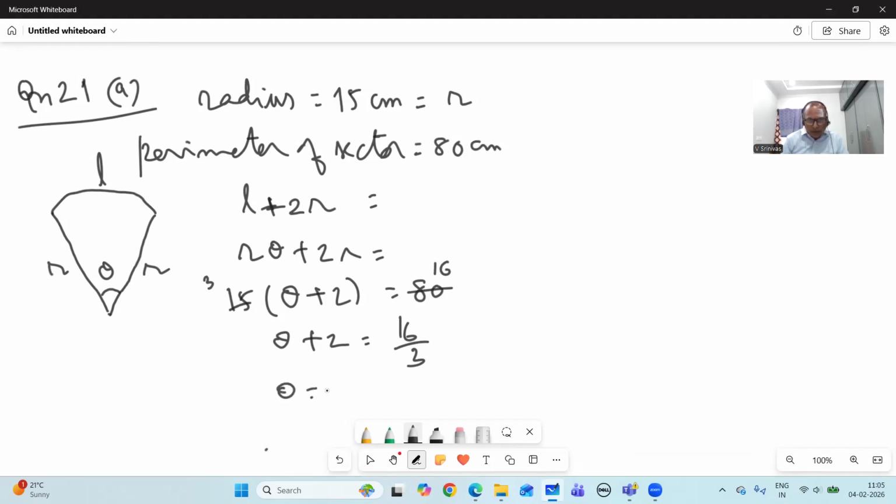Now here theta can be obtained. Take 2 to the other side, theta is 16 by 3 minus 2, and 3 is the LCM, so 16 minus 2 into 3, that is 6, so it is 10 by 3. So theta is this. This is in radians. Numbers mean radians.